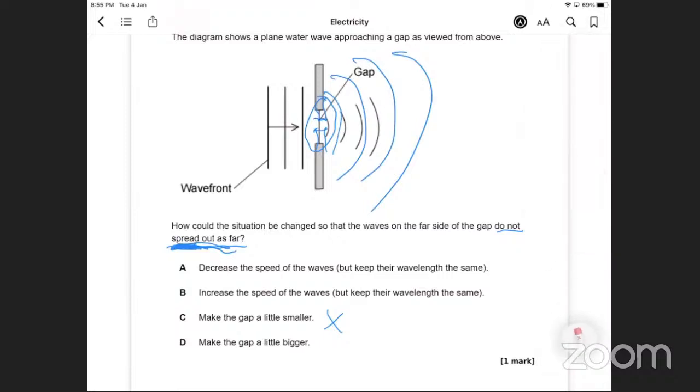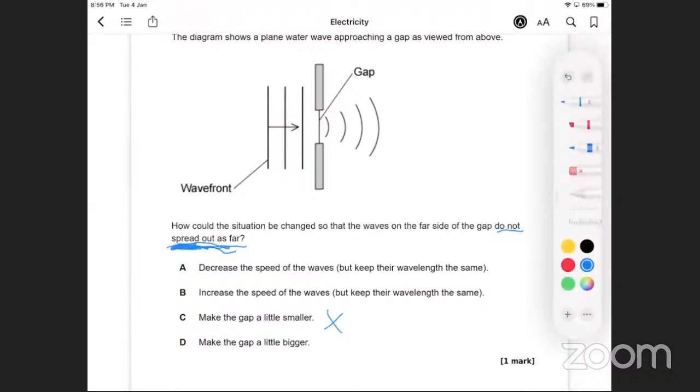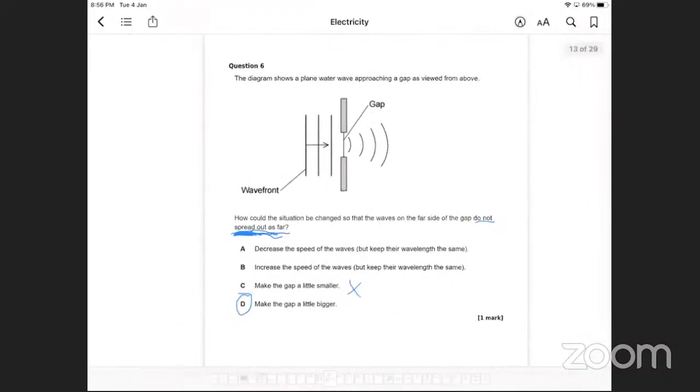Right, so your answer should be D. You make the gap bigger so that they are more straight. They travel more straight and not circular. They're not spreading out. Does that make sense? Yes, sir. So your answer should be D. So the ones that said D, you're correct. Make the gap a little bigger so that they only travel straight. Right. So please take note of that.